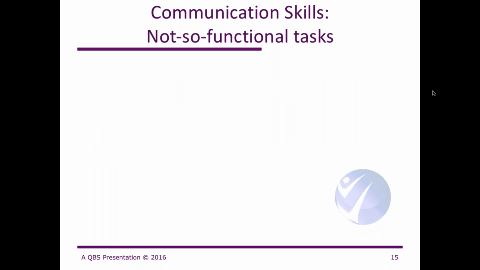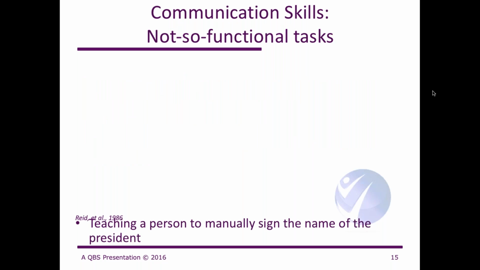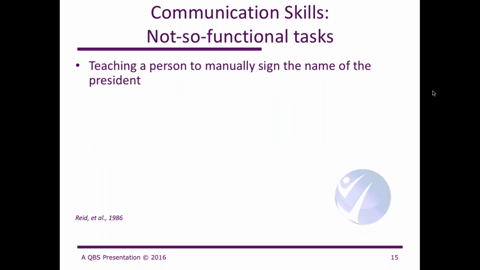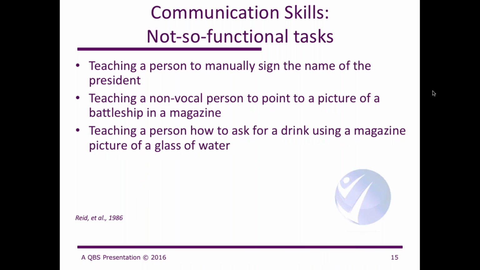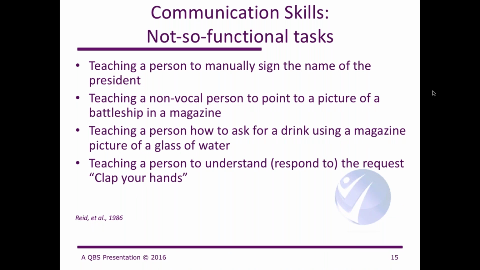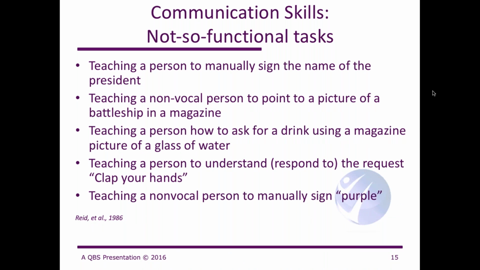So here are some examples of non-functional skills that we might be teaching. Manually signing the name of the president or pointing to a picture of a battleship. How to ask for a drink using a magazine picture or responding to requests like clap your hands. We might be manually signing the color purple. There are likely to be few opportunities to practice communicating these words or demonstrating these requests.